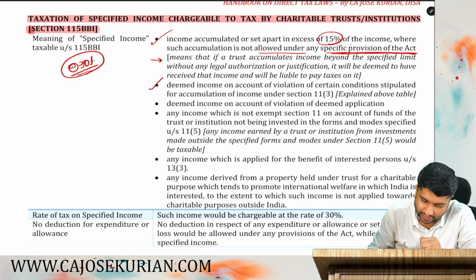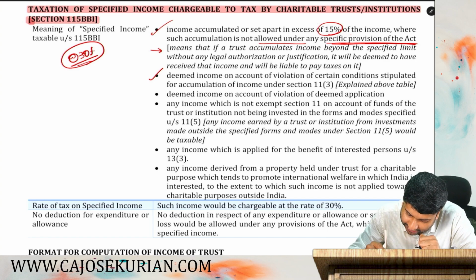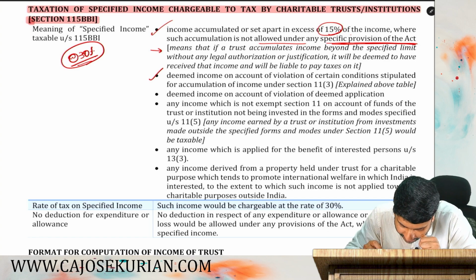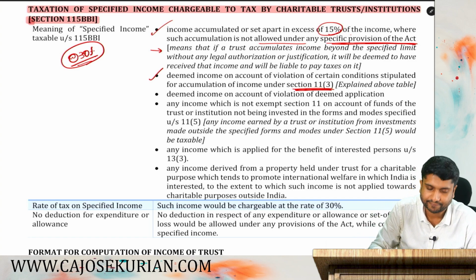Second violation, deemed income on account of violation of certain conditions stipulated for accumulation of income under section 11 subsection 3. Do you remember violations under 11 subsection 3?